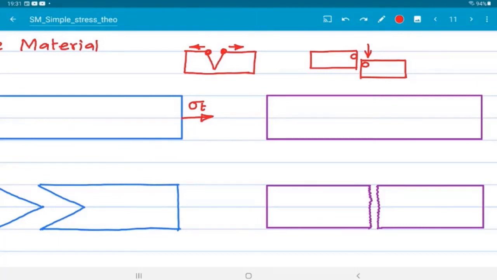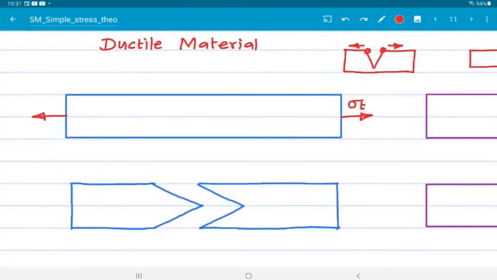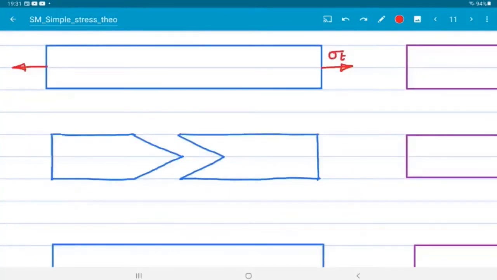Now tell me, did you observe that in the uniaxial tension test? Mild steel failed by shear. What is the name of that failure? Cup and cone fracture. This is a shear failure. The original name is cup and cone fracture.